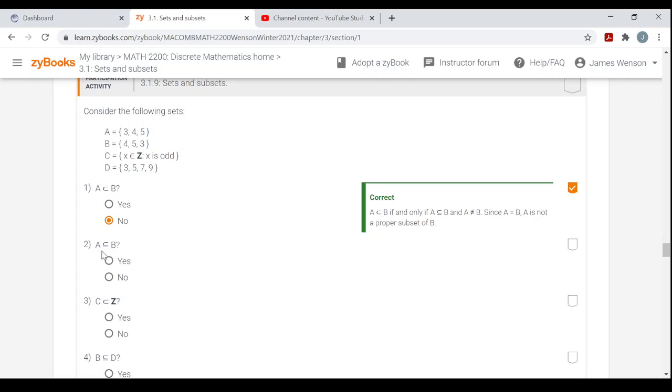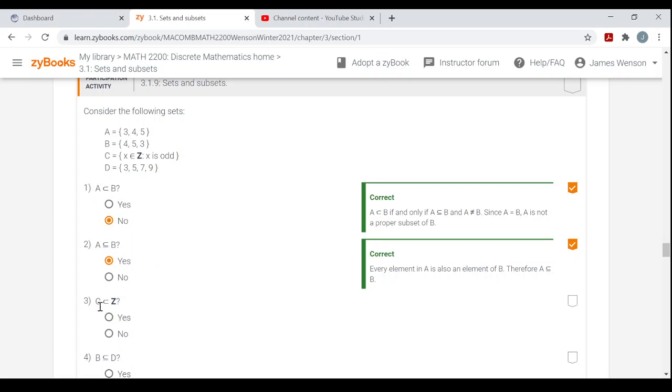Now, is A a subset of B? It's got the equal to part, so it's not proper. Is A a subset of B? Basically, again, the question is: is every element of A an element of B? Yes. I just said that. 3, 4, 5, 4, 5, 3, same elements. Every element of A is in set B.